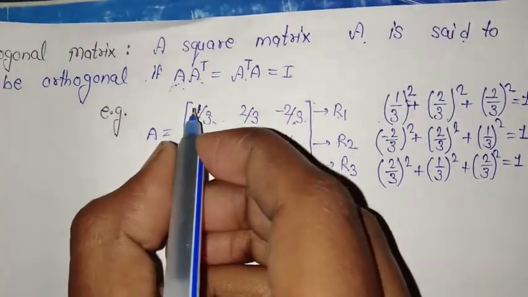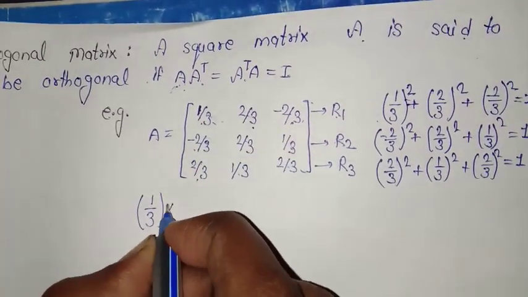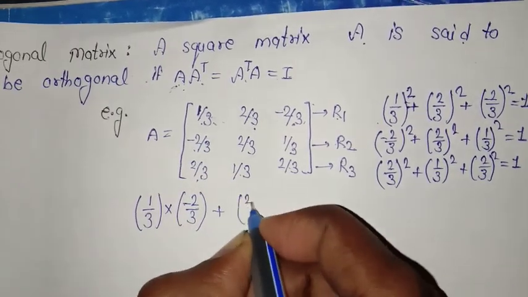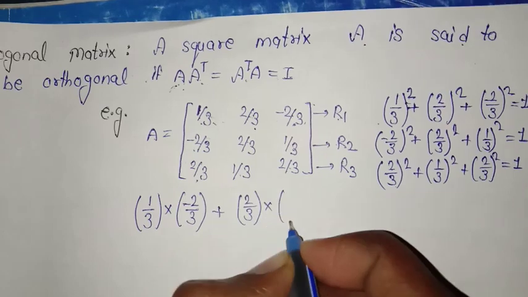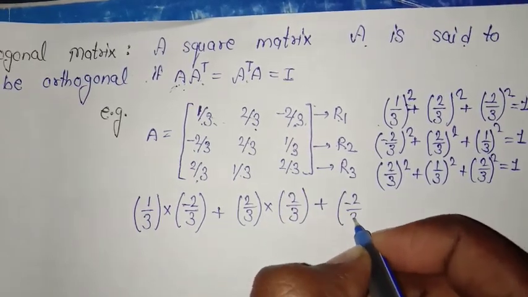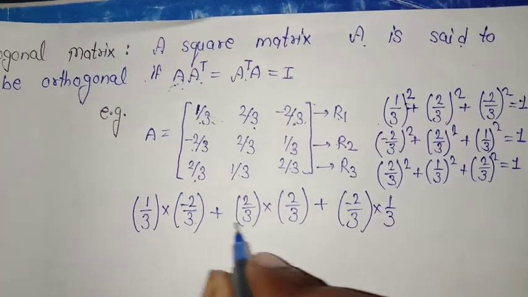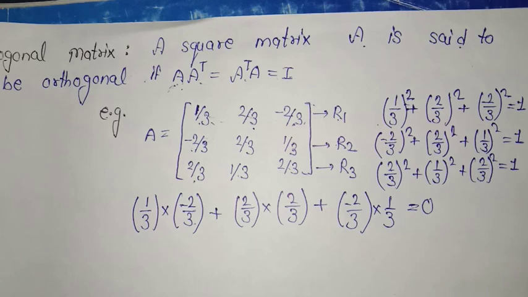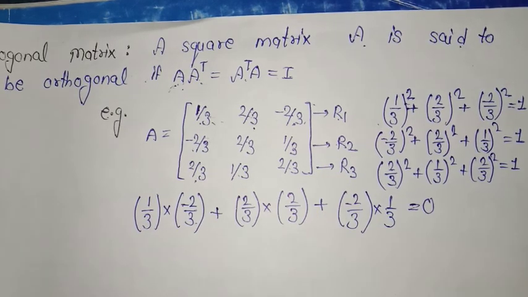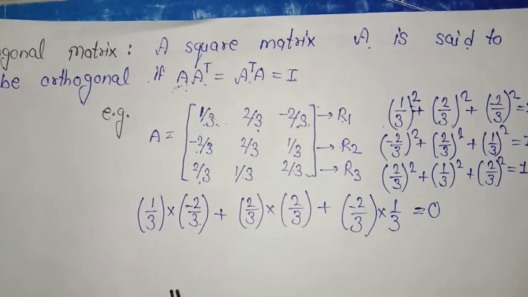For example, if I take row 1 and row 2, multiply the corresponding elements of the rows and take the sum. So this becomes (2/3)(2/3) plus (-2/3)(1/3), and so on. Now if you solve it, you will get that it equals 0. Similarly you can do it for row 2 and row 3. So this shows that this matrix is orthogonal.